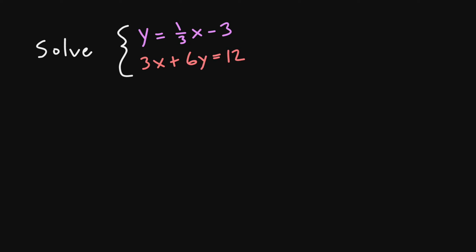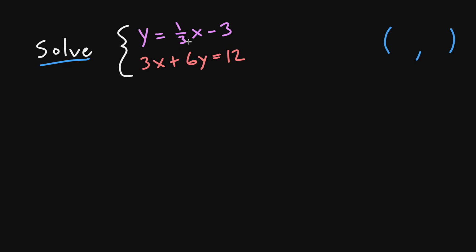The question is giving us a system of equations and asking us to solve the system. Solve basically means find the x and y coordinates, so x comma y. There will be a point where these two lines cross, and we want to find that point.